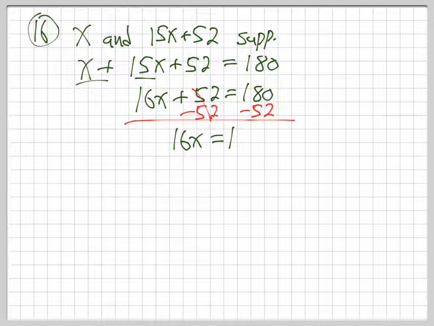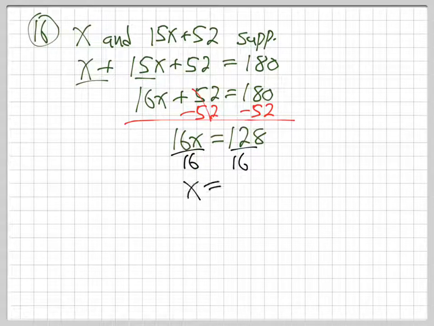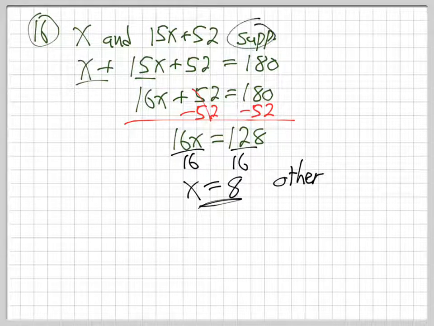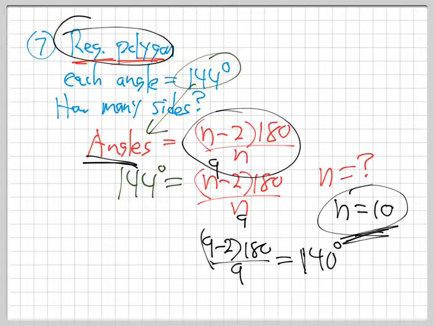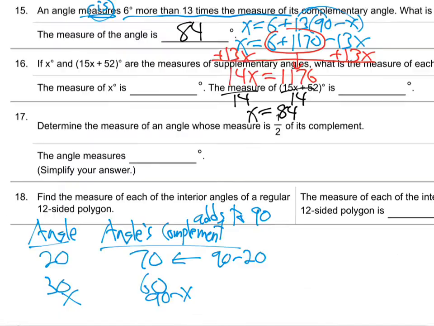16x is 128. Last step, divide by 16. x is 8. So we got x. So x is 8. And what's the other angle? Well, the other angle is supplementary, so it's 180 minus 8 degrees. And so that's 172 degrees. So there it is. So it's 8 and 172.